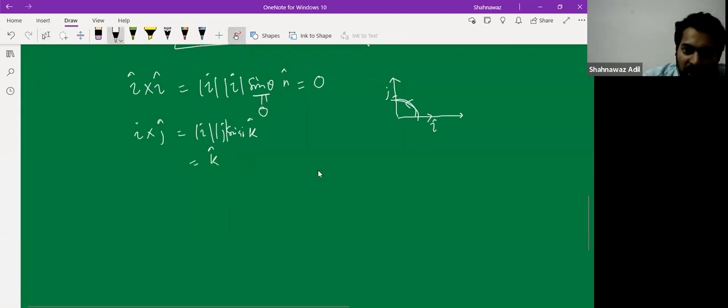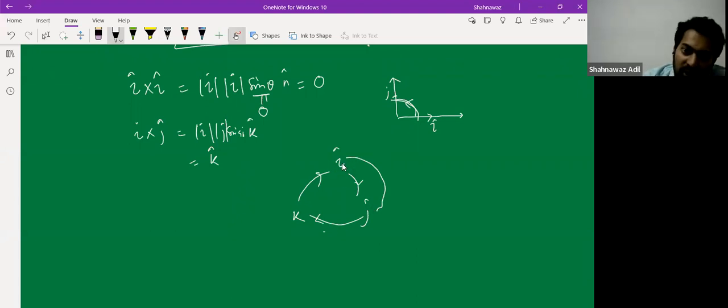In the case of a cross product, this is I, this is J, and this is K. So the cyclic property is like this: the cross product of I and J will be K, J and K will be I, and K and I will be J. When you go in the opposite direction, I cross K will be minus J. So when you go in the opposite direction, the sign will change. And when you go in the cyclic direction, the sign remains positive. So understood up to this point?